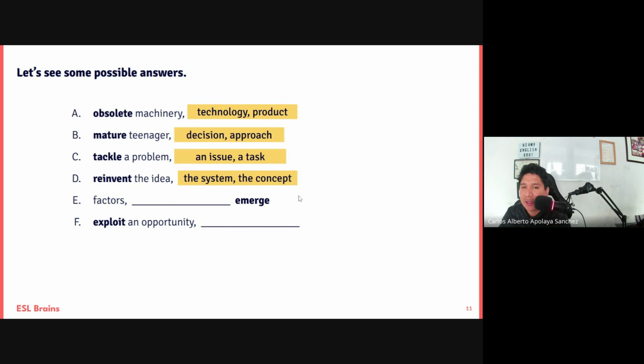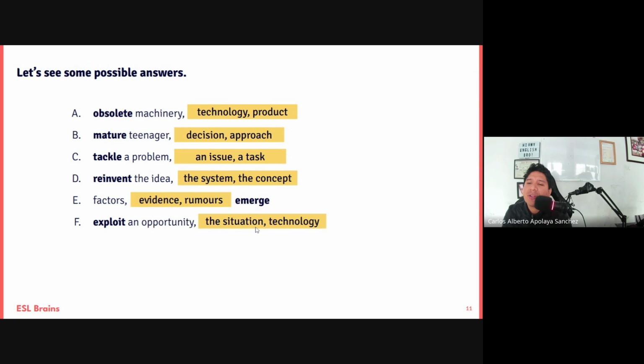Proposal. You can change this. Okay, these are not the only words, Andres. There are more words that you can say. Factors emerge, evidence, rumors emerge, and exploit an opportunity, or exploit the situation, or exploit the technology.